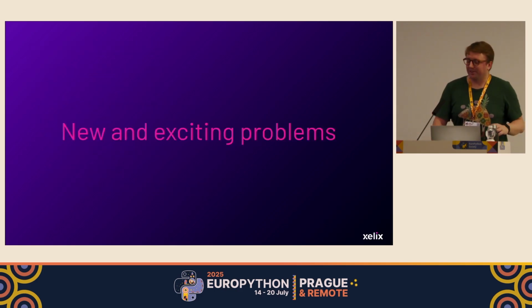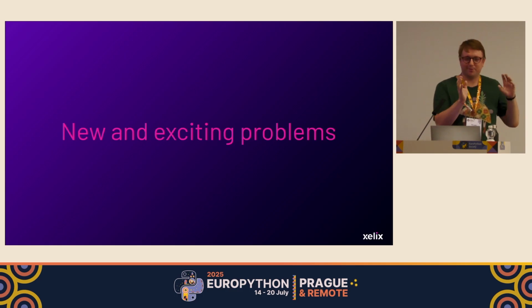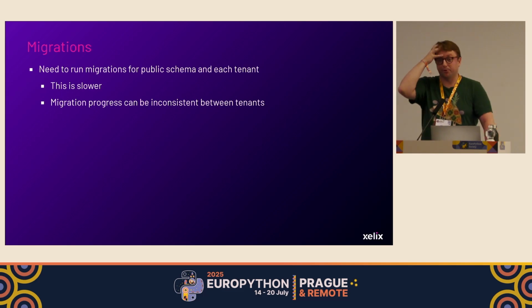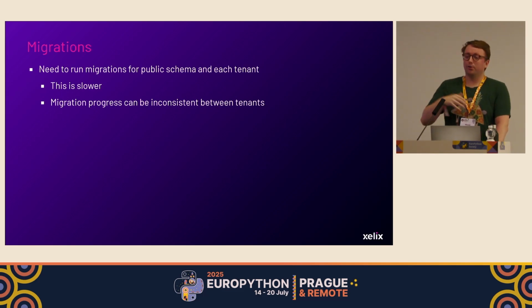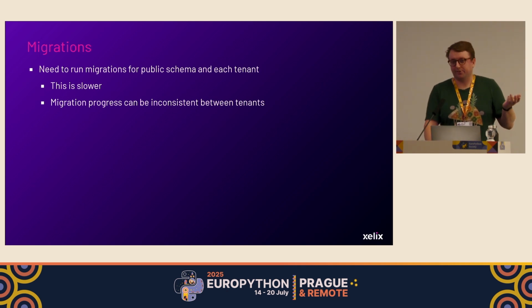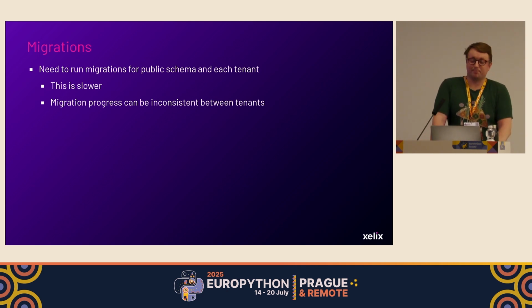But obviously, this all leads to new and exciting problems. We're tired of the old problems that we have, but suddenly we have new problems. The first one, I mentioned this before, is you need to run migrations on all of the tenants that you have and the public schema. So this is obviously slower. You have to run the same migration again and again. And if your migration fails, for example, if you add a constraint that's not valid in one of the schemas, it fails. And then you've got inconsistent database state between individual schemas.